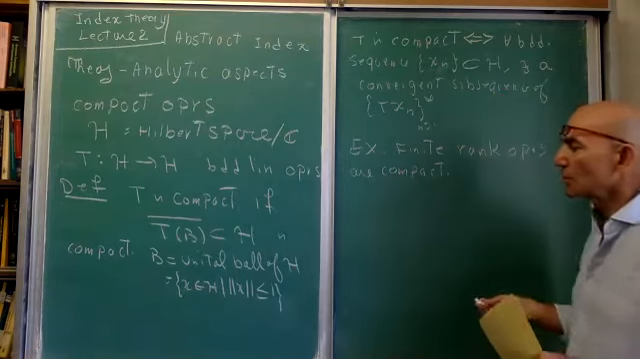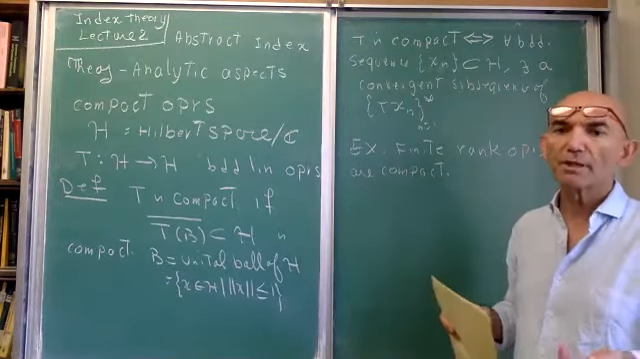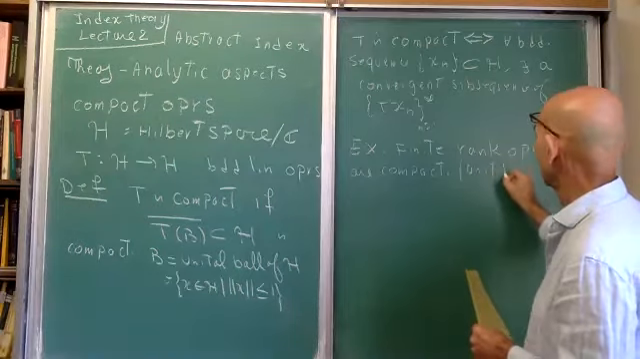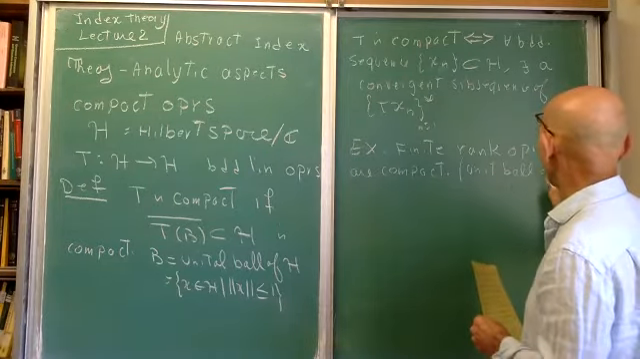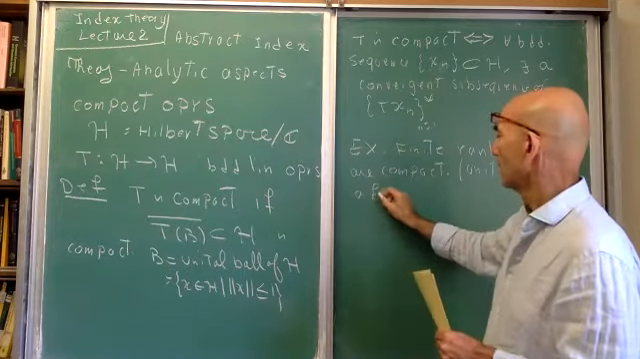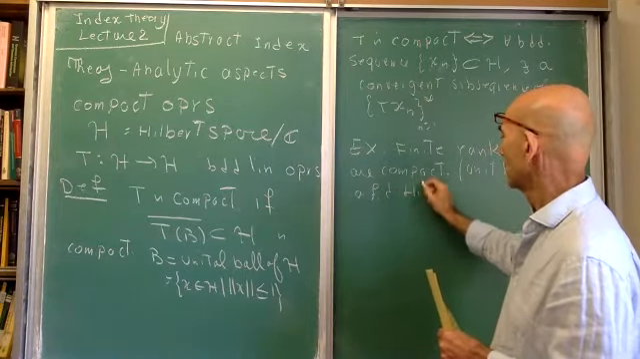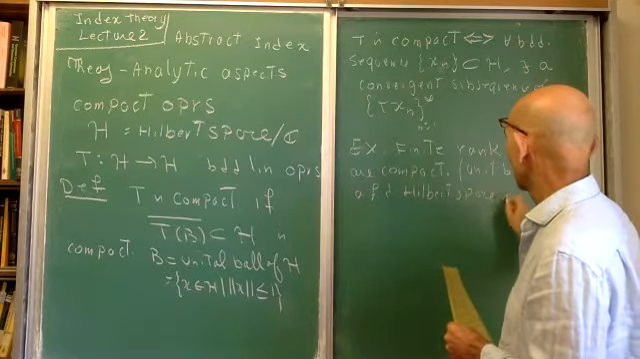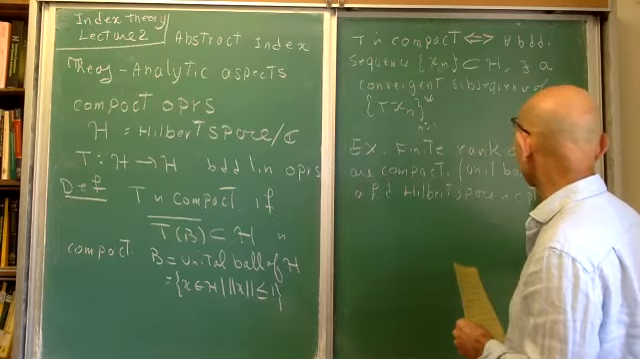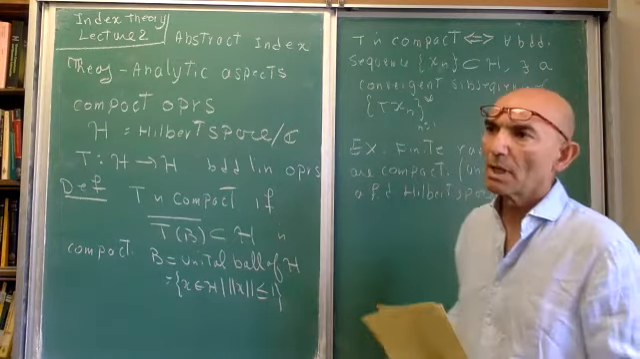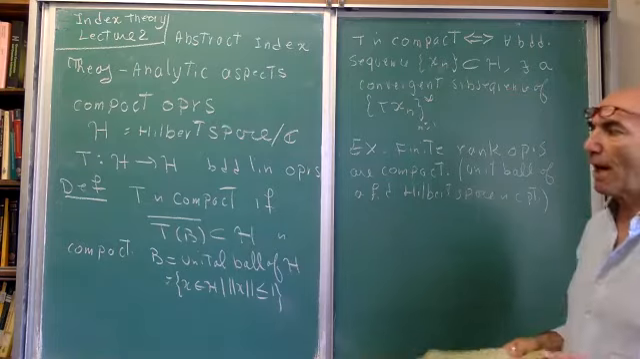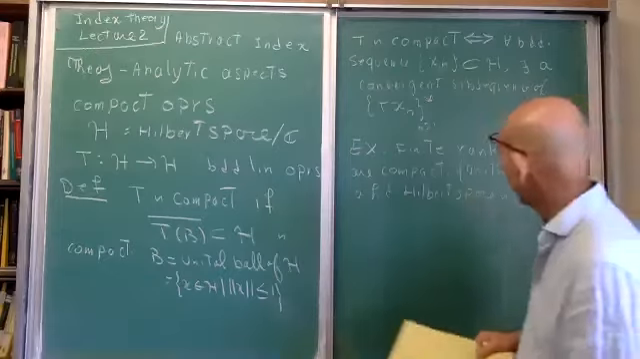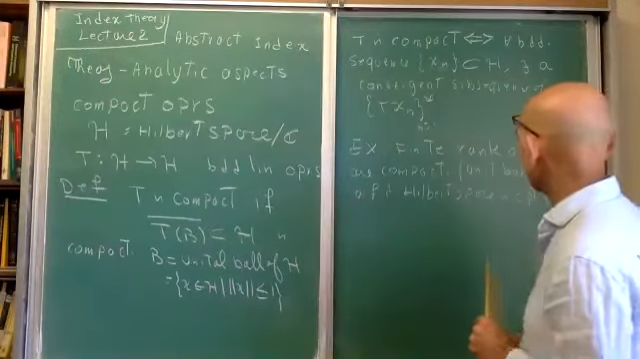Here we are just using the result that the unit ball of a finite dimensional Hilbert space is compact. In fact, the unit ball in a Hilbert space is compact if and only if the Hilbert space is finite dimensional. So that's something that we know from basic analysis.